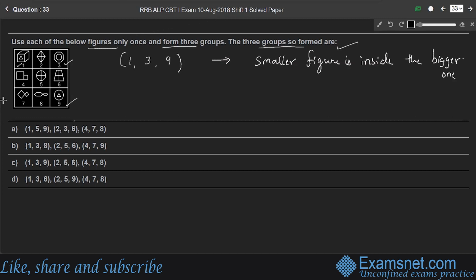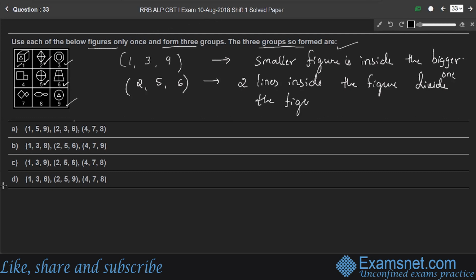We'll form another group. Consider the second figure, the fifth one and the sixth one, so 2, 5 and 6. In all three figures, the two lines inside the figure divide the figure into four parts.